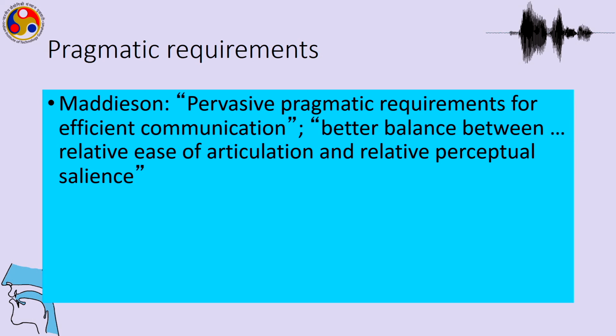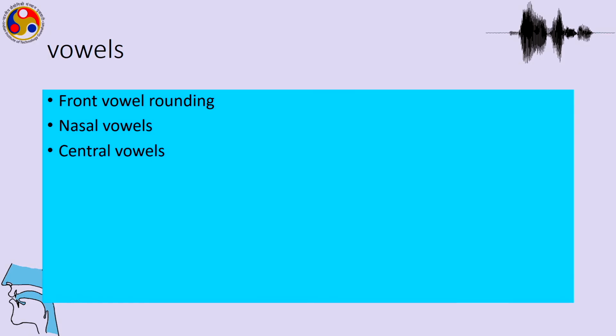So, what are pragmatic requirements? Madison says that pervasive pragmatic requirements for efficient communication and a better balance between relative ease of articulation and relative perceptual salience determine the vowel inventory of languages. That is why the triangular shape is most common, and if we add two more vowels to the triangular shape, then we have two mid vowels contrasting in front and back. Some properties which are not so commonly seen are front vowel rounding, nasal vowels and central vowels.